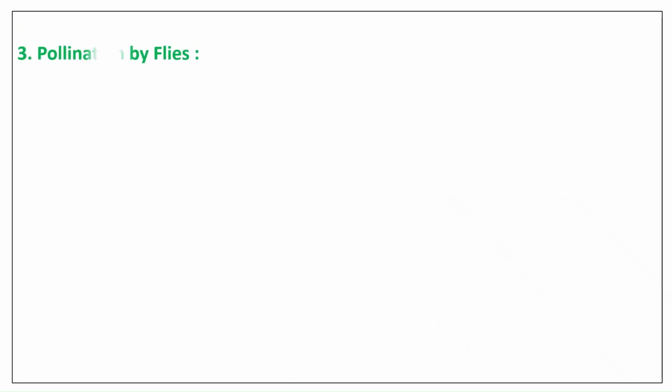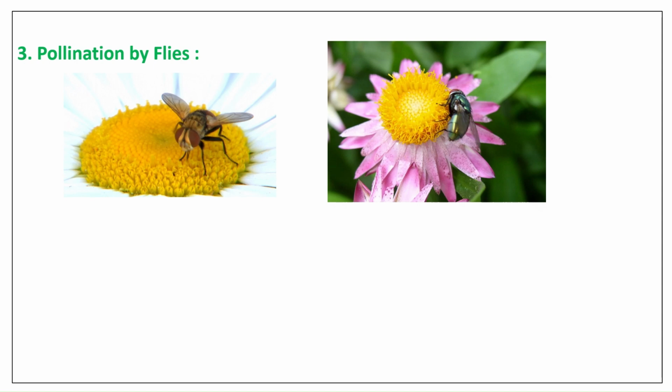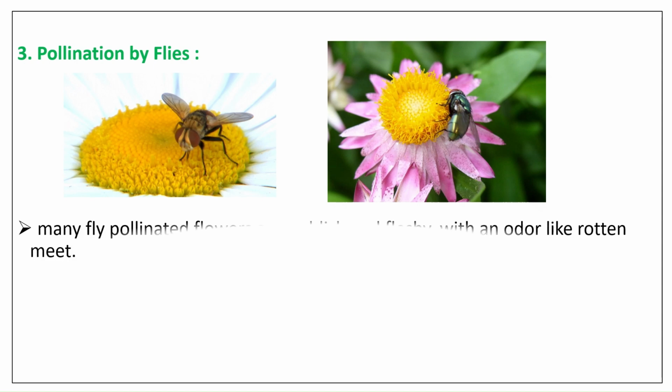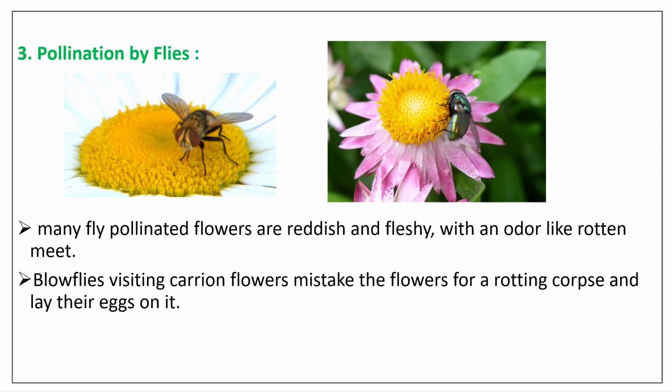3. Pollination by flies. Many fly-pollinated flowers are reddish and fleshy, with an odor like rotten meat. Blowflies visiting carrion flowers mistake the flowers for a rotting corpse and lay their eggs on it.